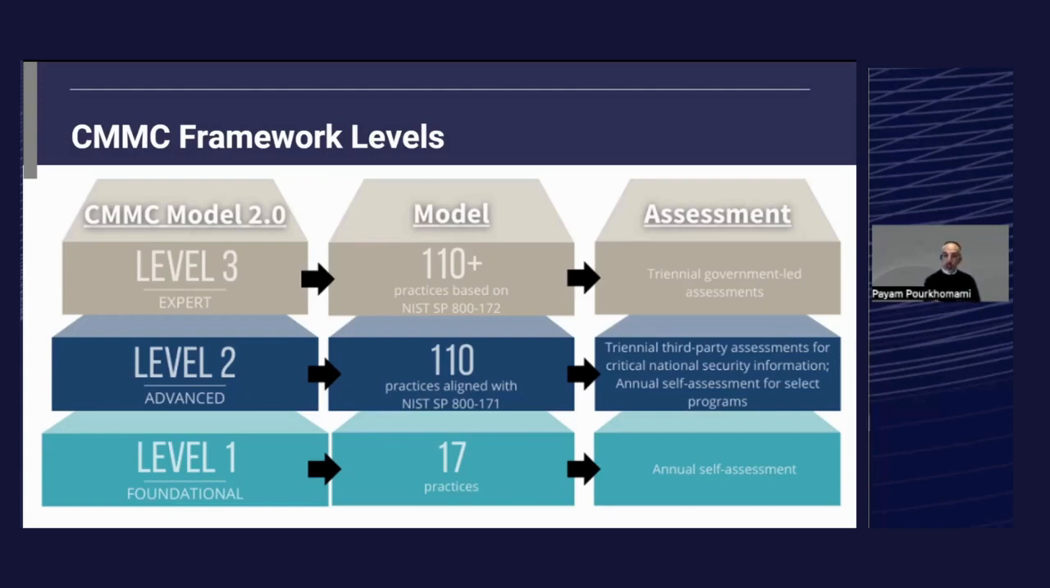In CMMC 2.0, Level 2 directly aligns with the NIST 800-171 Revision 2 security requirements. In addition, in CMMC 2.0, a self-assessment option was added. However, it will likely only be viable for a small percentage of contractors. So most contractors will have to be third-party certified at Level 2 or above.